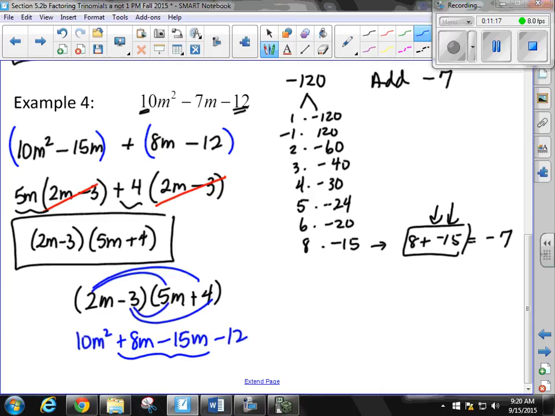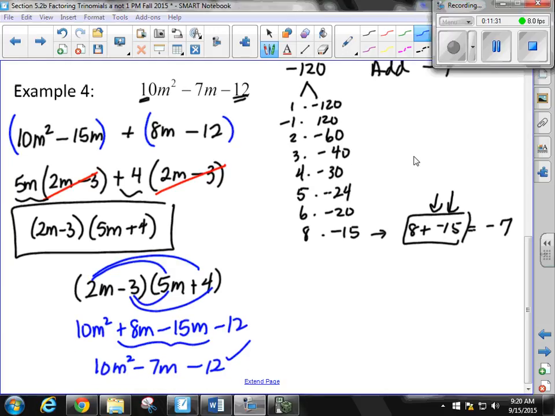When I combine my like terms in the middle, 10m squared minus 7m minus 12, that's the original polynomial. I know I have factored correctly. And that concludes the video on factoring trinomials with a leading coefficient not 1.